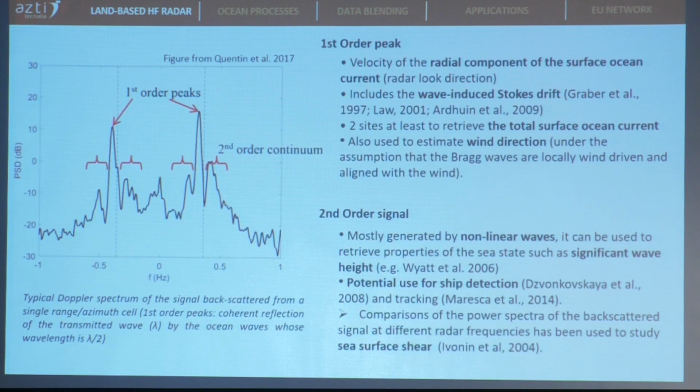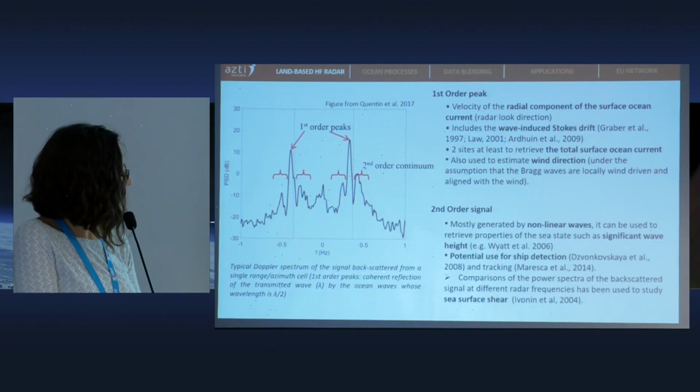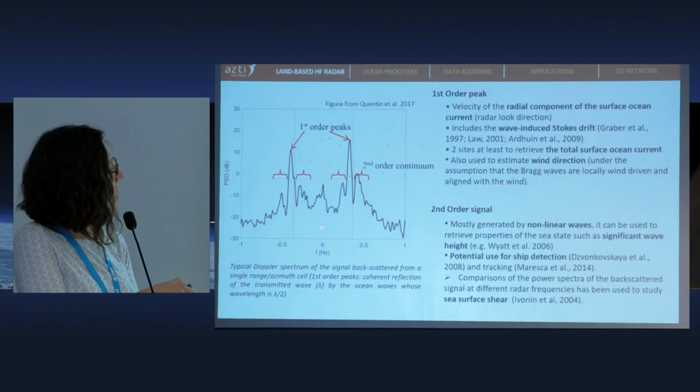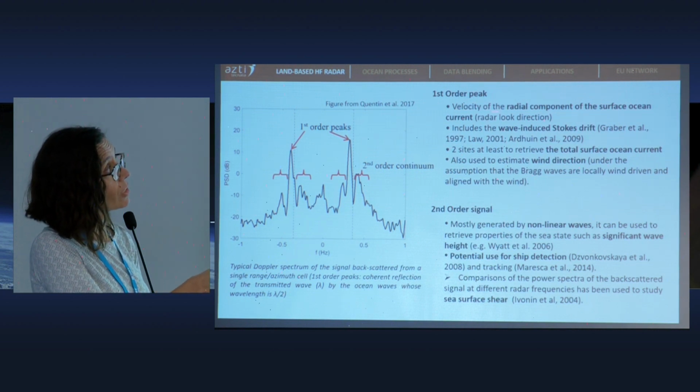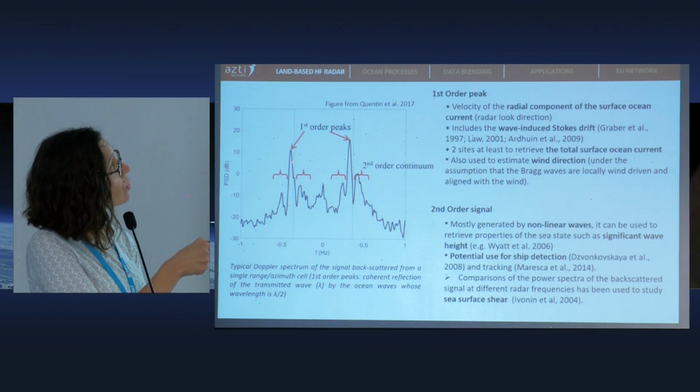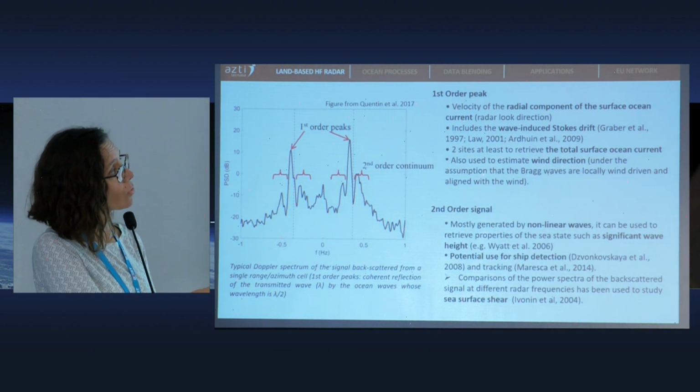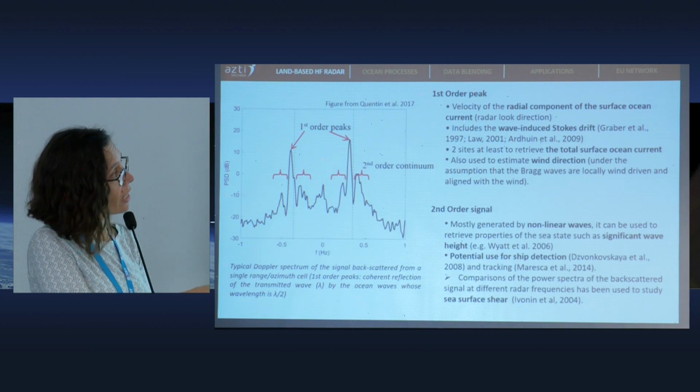I'm not going to go into the details because you know much more than me on that, but what we obtain from the backscattered signal of the ocean is this typical Doppler spectrum, and from the first order peaks we can obtain the velocity of the radial component of the surface ocean current. So with two sites we can retrieve the total ocean current, and we can also use the difference in these peaks to estimate wind directions.